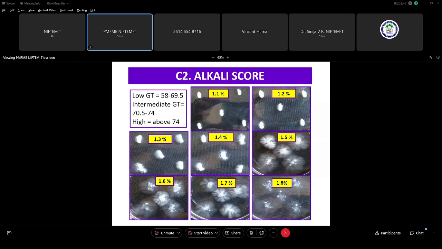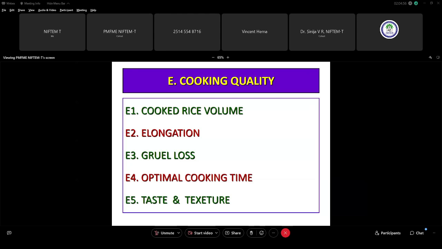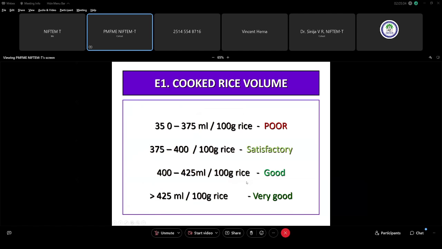For the alkali score, we have to prepare the alkali at 1.4% concentration, and if we add the grains in this, it disintegrates in different patterns. Then regarding cooking quality, the cooked rice volume, elongation, gruel loss, optimal cooking time, taste and texture are very important.